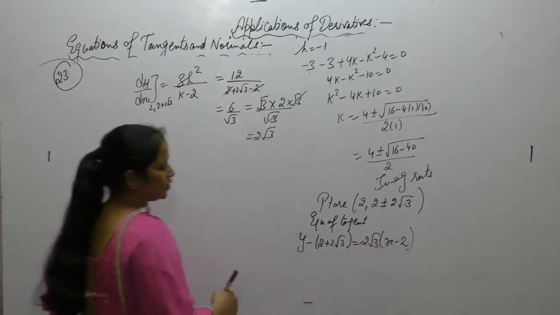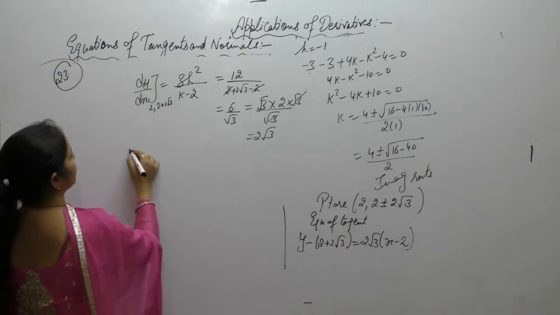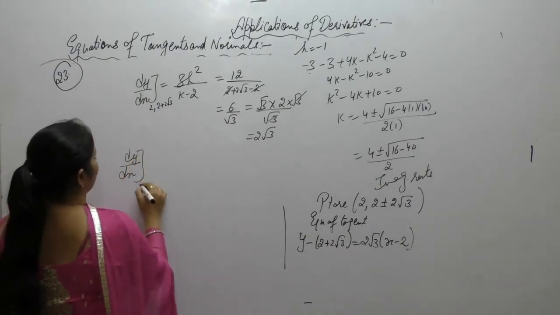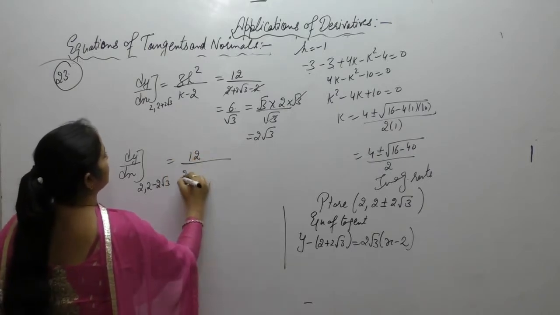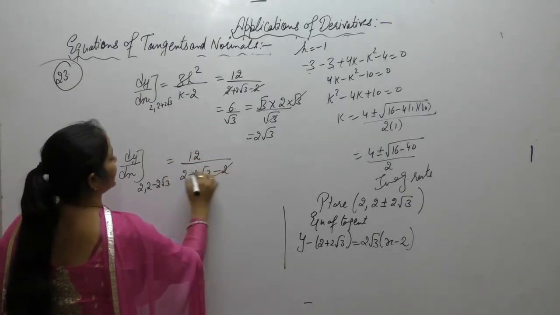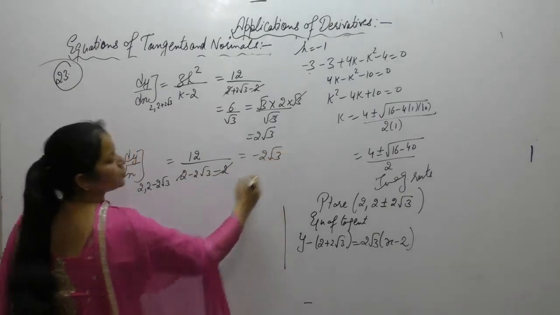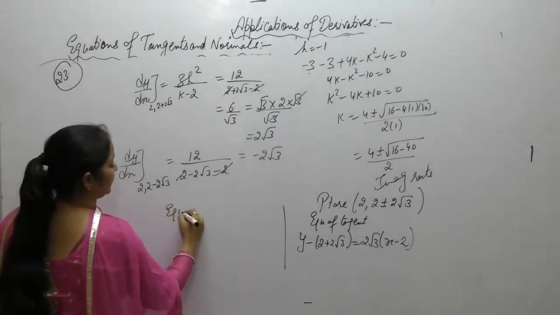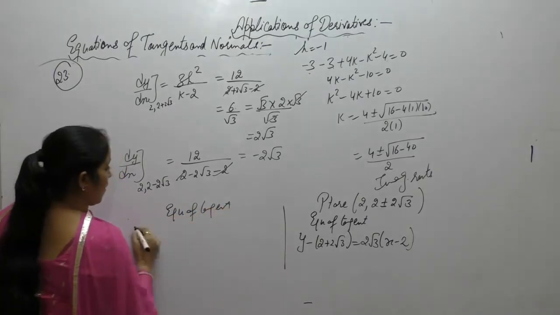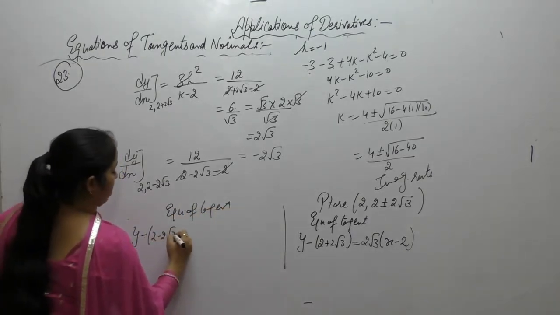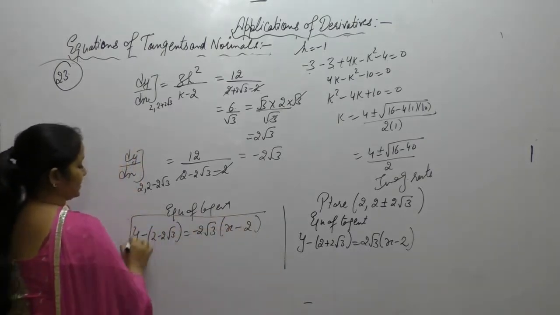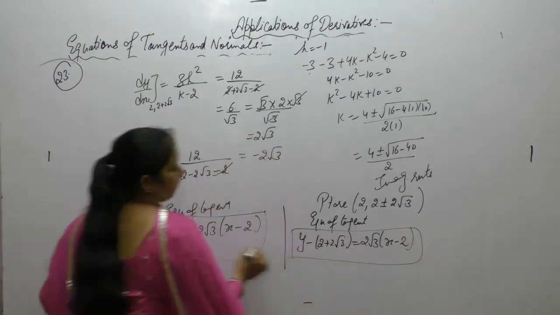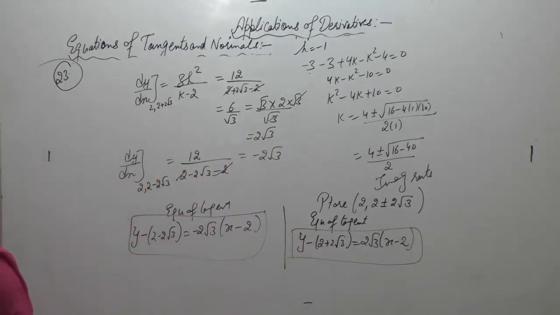So this is one equation of tangent, and the other equation of tangent is when h is 2 and k is 2 minus 2 root 3. 2 minus 2 root 3 minus 2, so we get minus 2 root 3. So the equation of tangent is y minus y naught equals minus 2 root 3 times x minus x naught. Note it down.